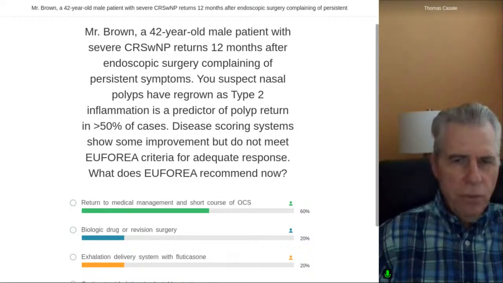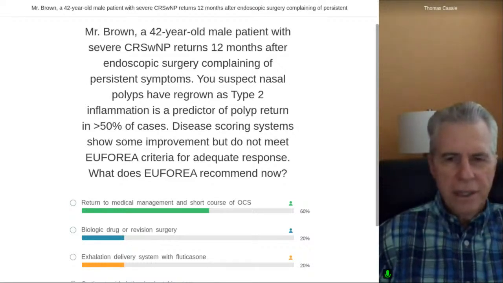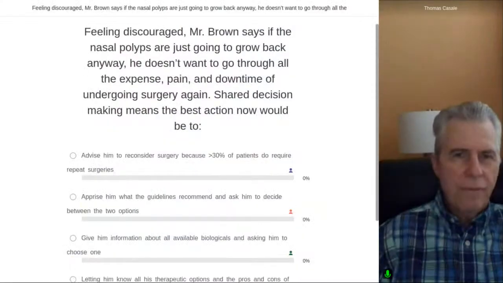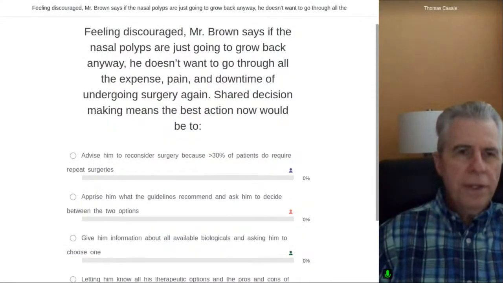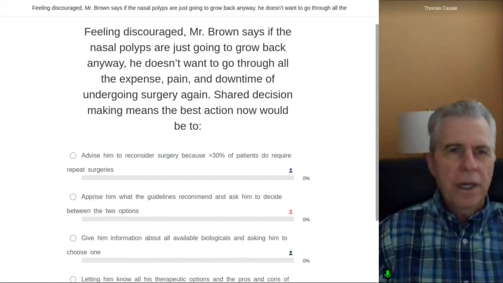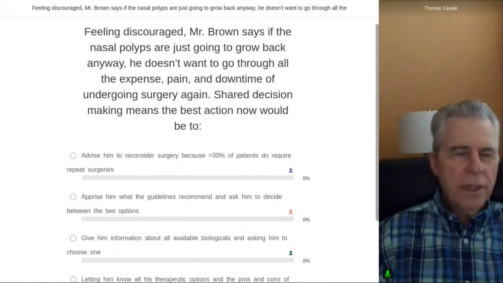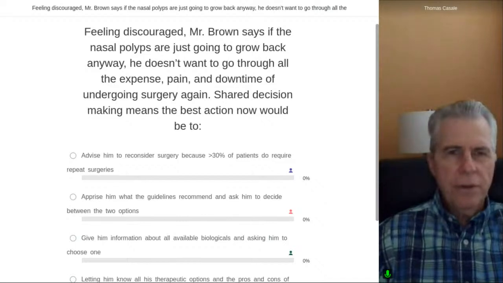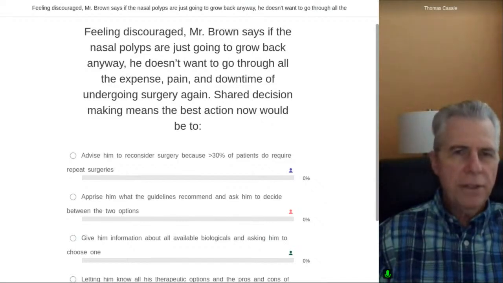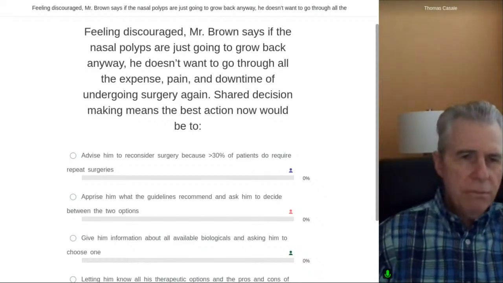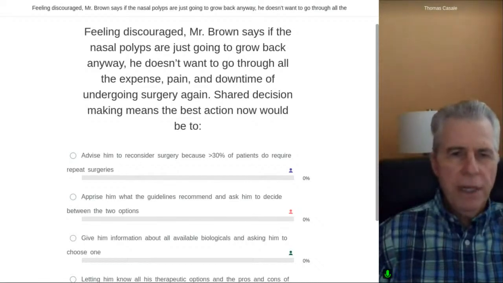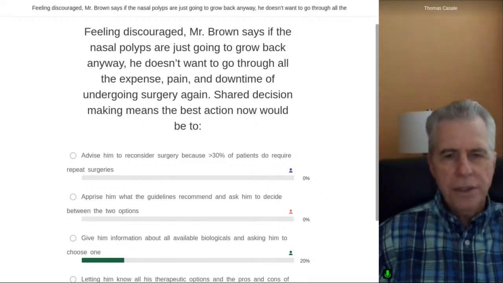So it looks like we have a little bit more split on the various options. So feeling discouraged, he says if the nasal polyps are just going to grow back anyway, why doesn't he go through all the expense, pain, and downtime of undergoing surgery again? Shared decision-making means the best action now would be to advise him to reconsider surgery, appraise him of what the guidelines recommend, get him information about available biologics, and let him know all his therapeutic options and pros and cons of each.